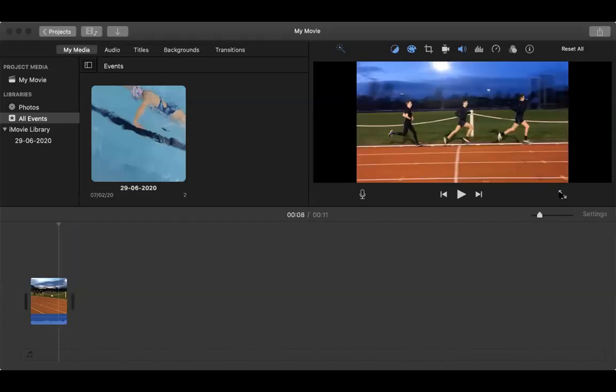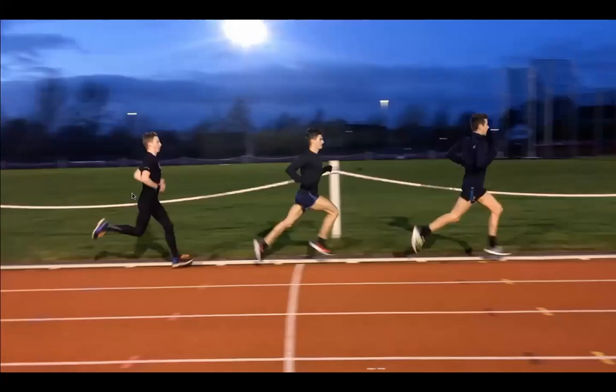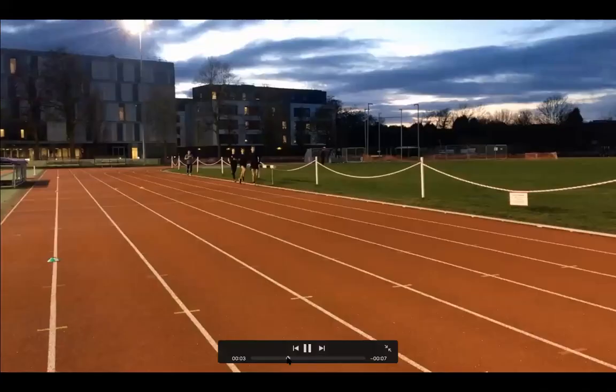Right, okay, so if I stop sharing there, I'm just going to take you over to iMovie so I can show you frame by frame.